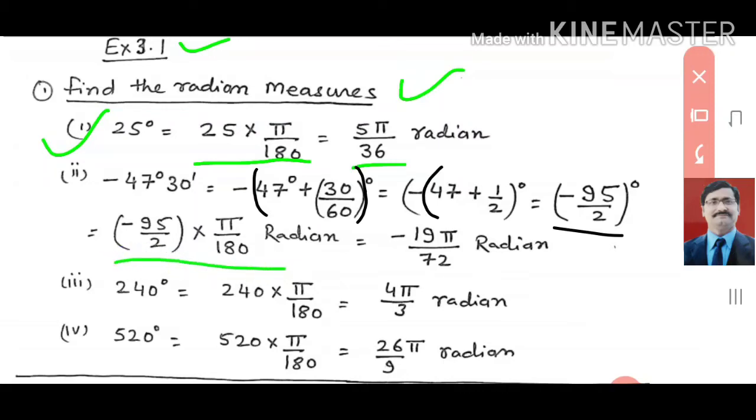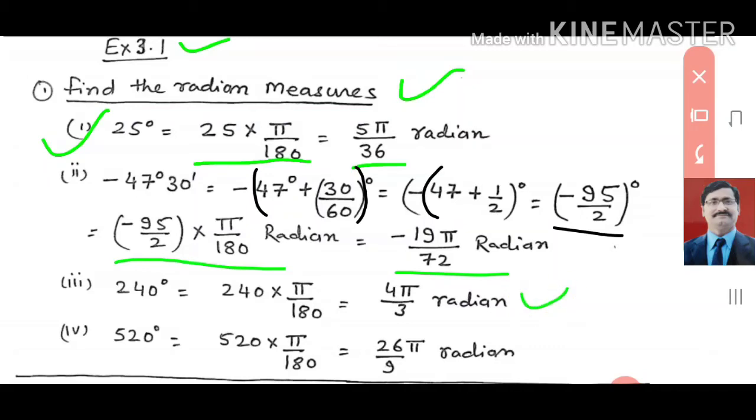Now this degree you have to change into radian. How can we change into radian? You have to multiply by pi by 180. That will become radian. You will cancel these by 5 and you will get minus 19 pi by 72 radian. So all of you understand this.